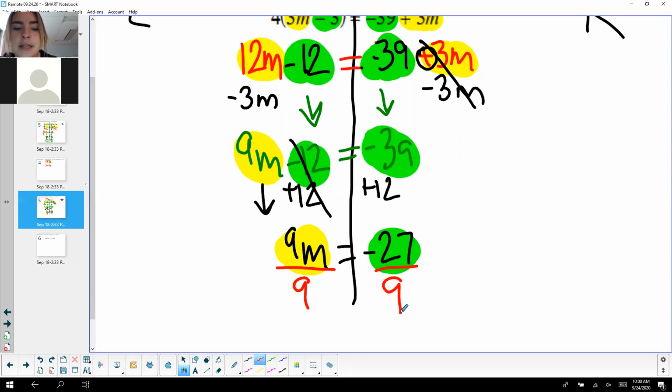And the reason I'm dividing both sides by 9 is this 9m is 9 times m. Well, if I take 9m divided by 9, I just get 1m, or m by itself. And then in my calculator, if I enter negative 27 divided by 9, you should get negative 3.